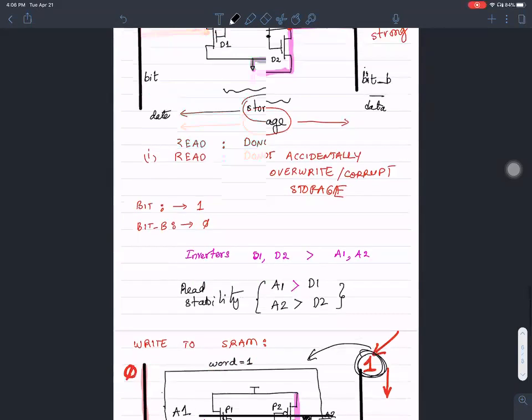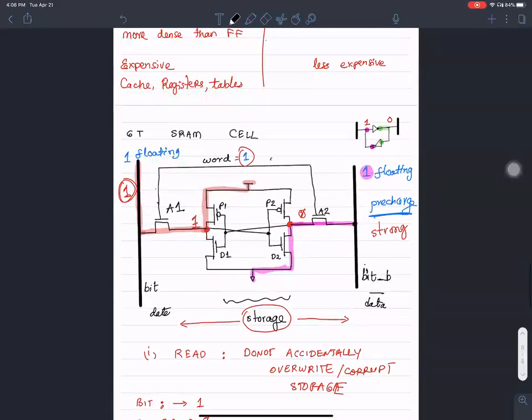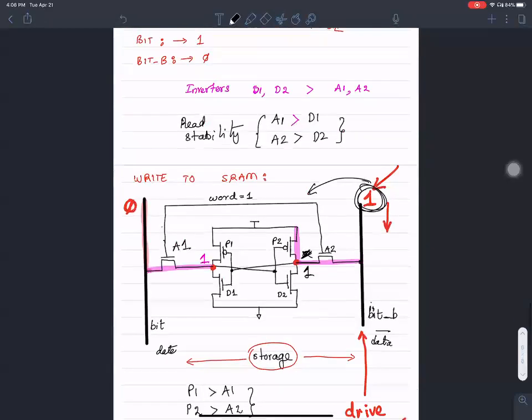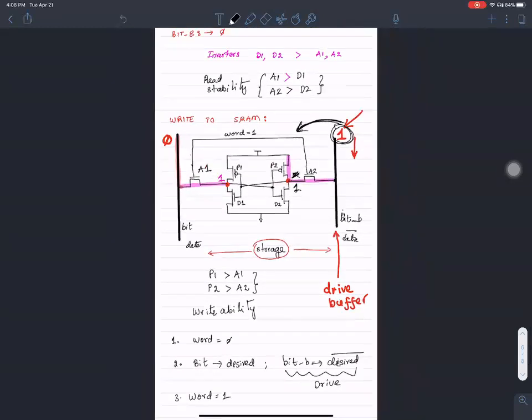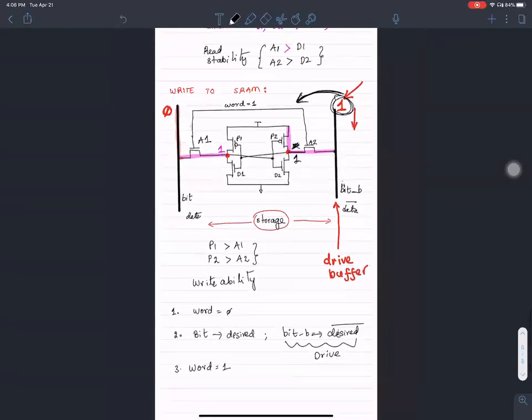So the read operation is the opposite. You're trying to mirror it in that direction. The read operation is mirroring it in this direction, from the memory into the data lines. Questions please. Questions so far?